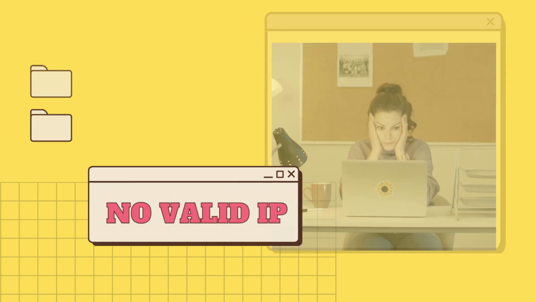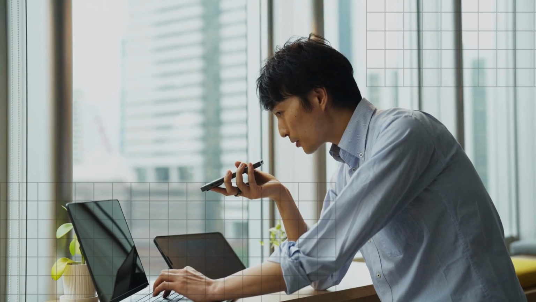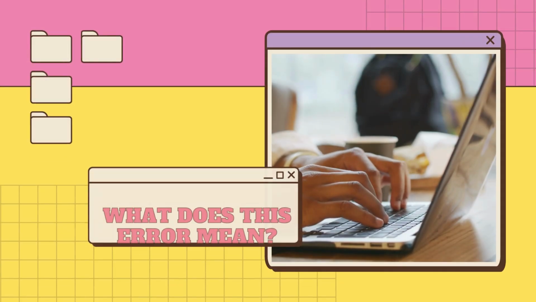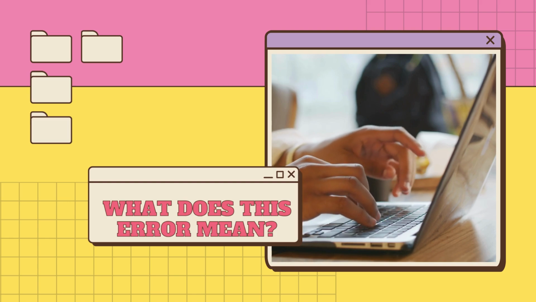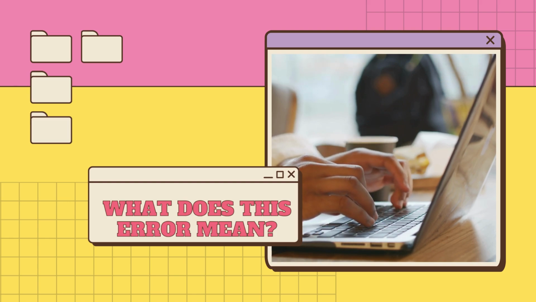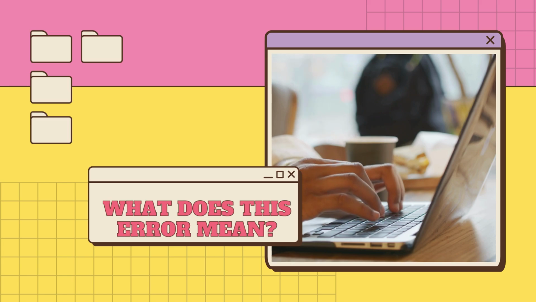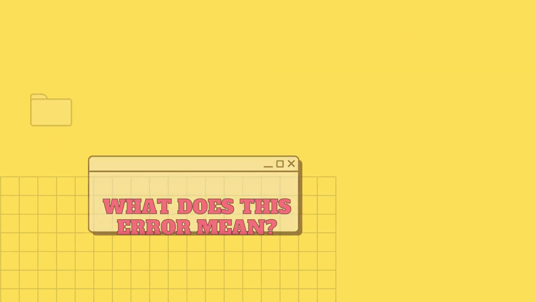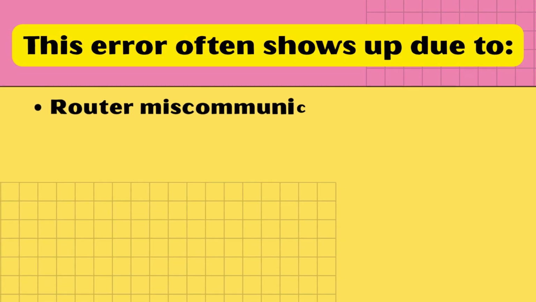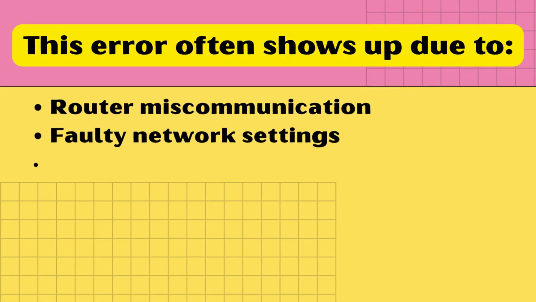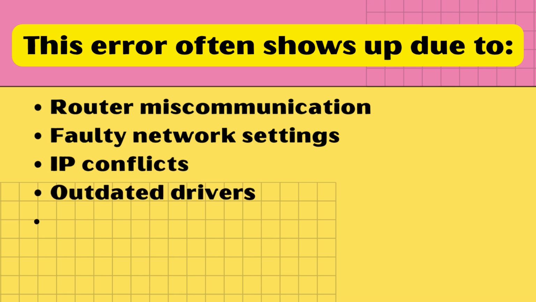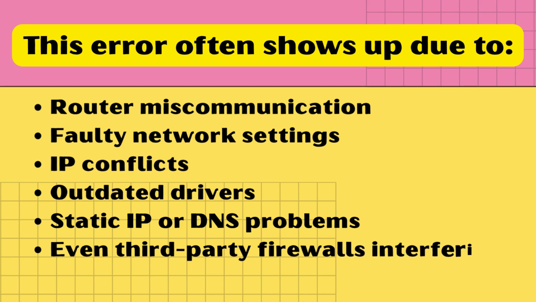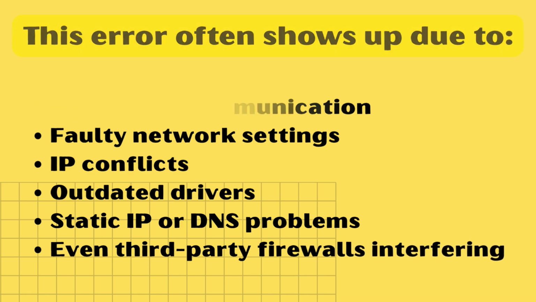In this video, we'll go over all possible causes and latest proven fixes to get your connection up and running again. What does this error mean? Your computer failed to get a valid IP address from the router. That IP is essential for accessing the internet. If it's missing, misconfigured, or blocked, your Ethernet connection won't work. This error often shows up due to router miscommunication, faulty network settings, IP conflicts, outdated drivers, static IP or DNS problems, even third-party firewalls interfering.